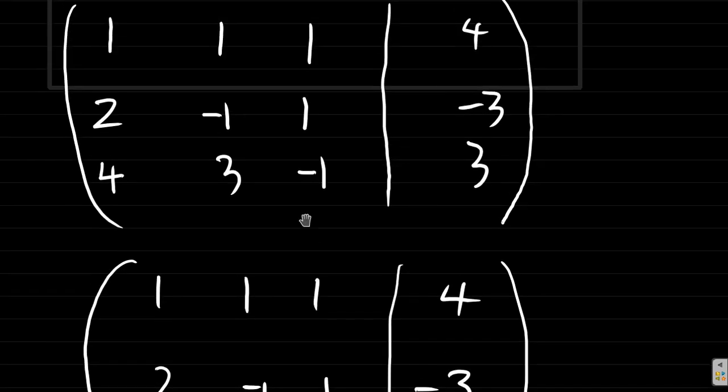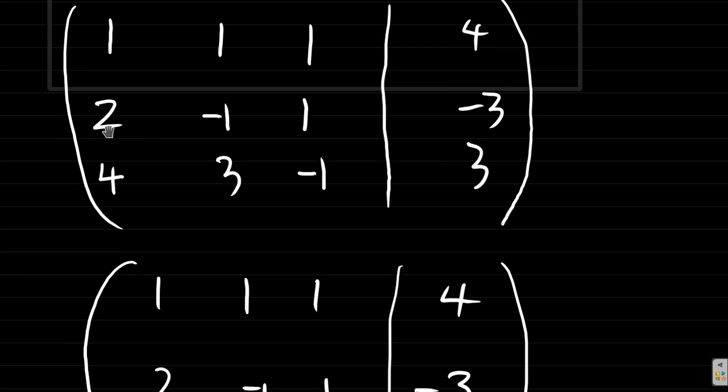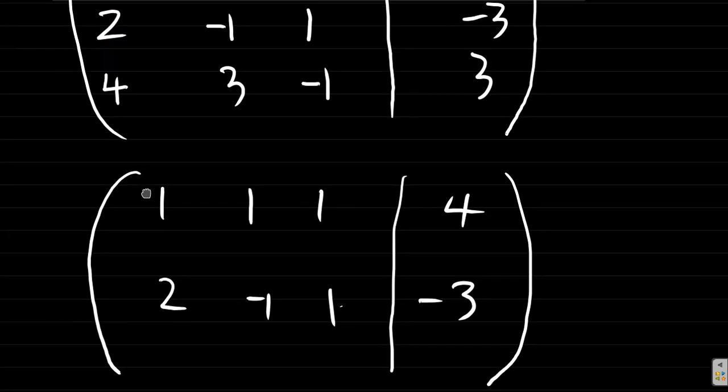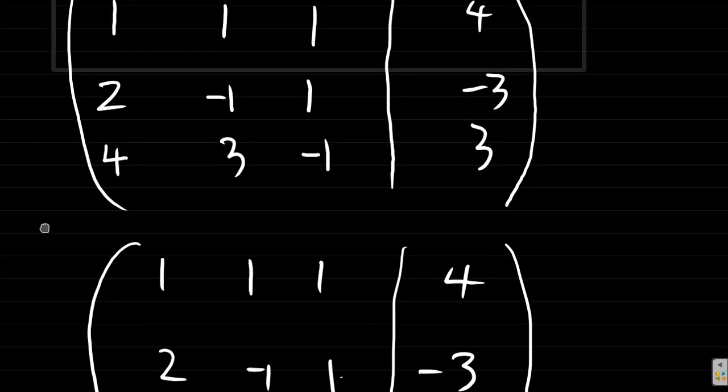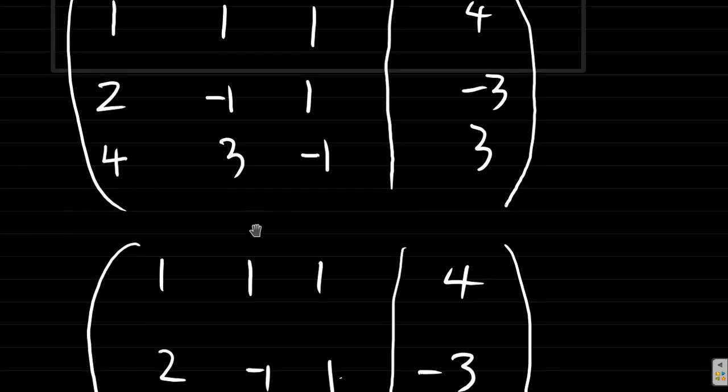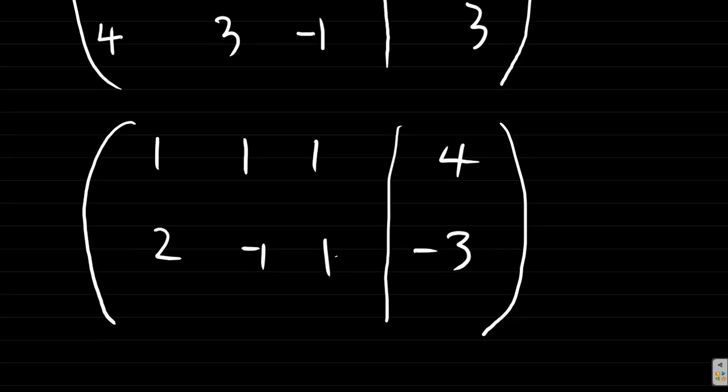We could have changed row 2 if you want, because if we multiply this 2 by 2, we get a 4, and we could subtract these 4. Right? Could have done that as well. But we want to change row 3. How are we going to change row 3? We're going to say row 1 times 4. So let me write it this way.